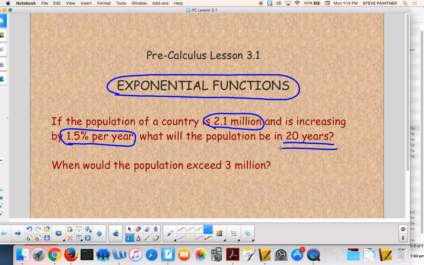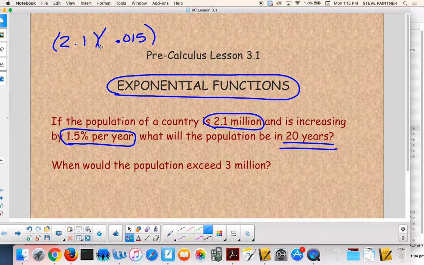Well, you could multiply 2.1 times 0.015. Okay, and then take that answer, multiply it by 20, and then add it back to the 2.1. So you're saying if I take that times that and get the population growth, whatever it is, let's say it's 100,000 people more, and then I just keep adding another 100,000, 100,000, 100,000, right?